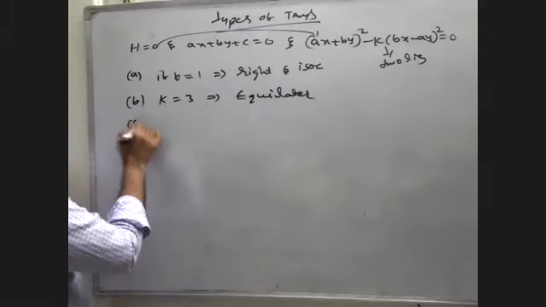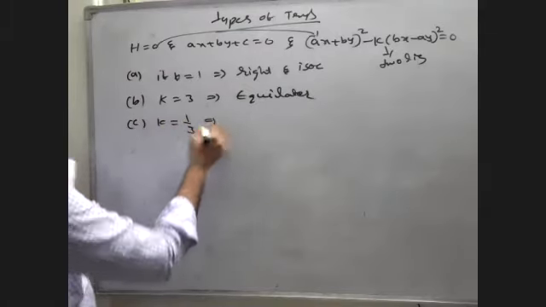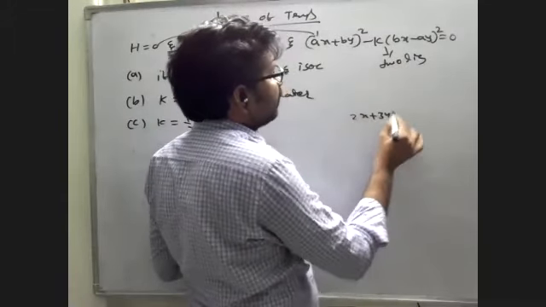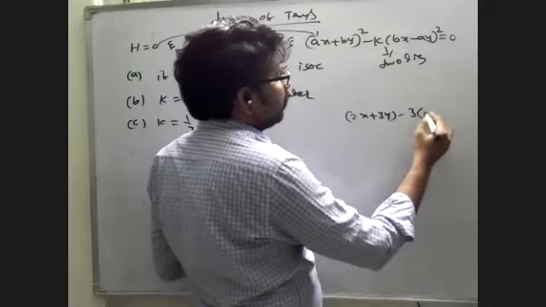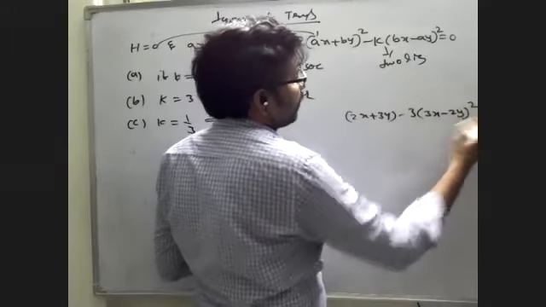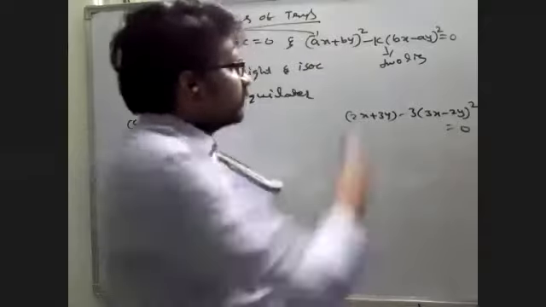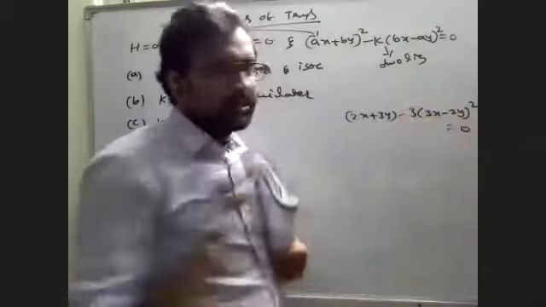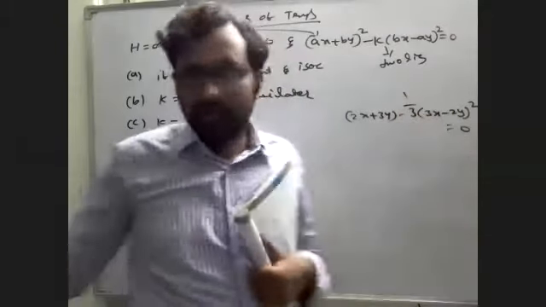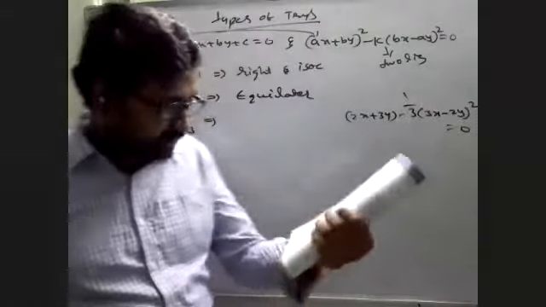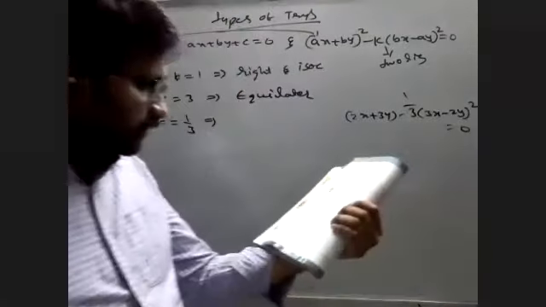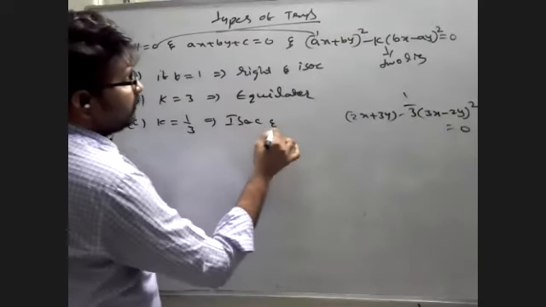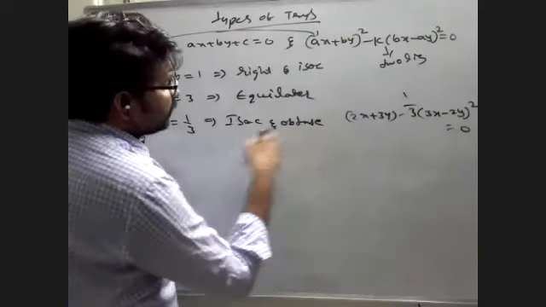If k equal to 1 by 3, you will get the equation like this: 2x plus 3y minus 3 into 3x minus 2y whole square equal to 0. This is the same as this, but in place of k we have 3. Since we have 3, this is an equilateral triangle. If k equal to 1 by 3, this is isosceles and obtuse.